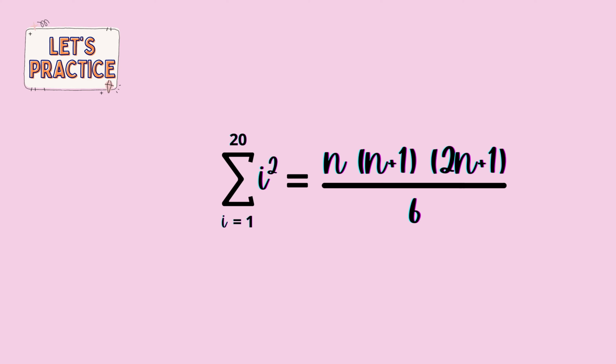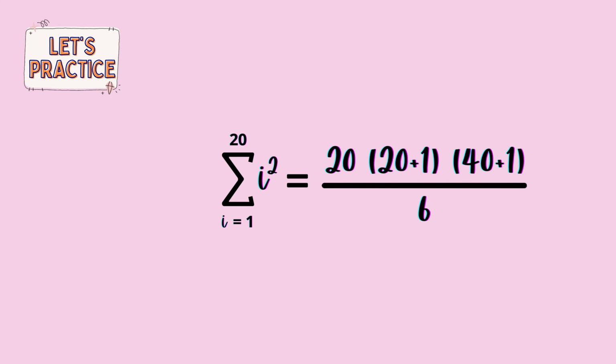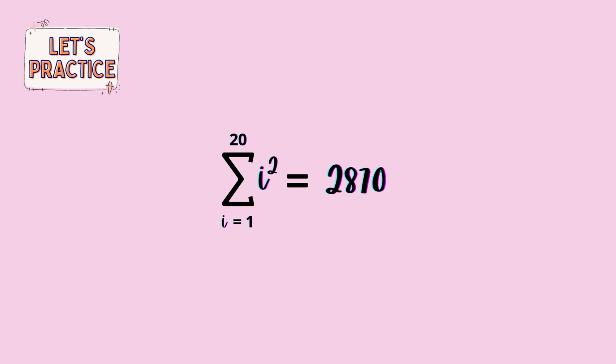We can just substitute n by 20, so that we have 20 times 20 plus 1 times 2 times 20 plus 1 all over 6 equals 20 times 21 times 41 all over 6, which is 2870.